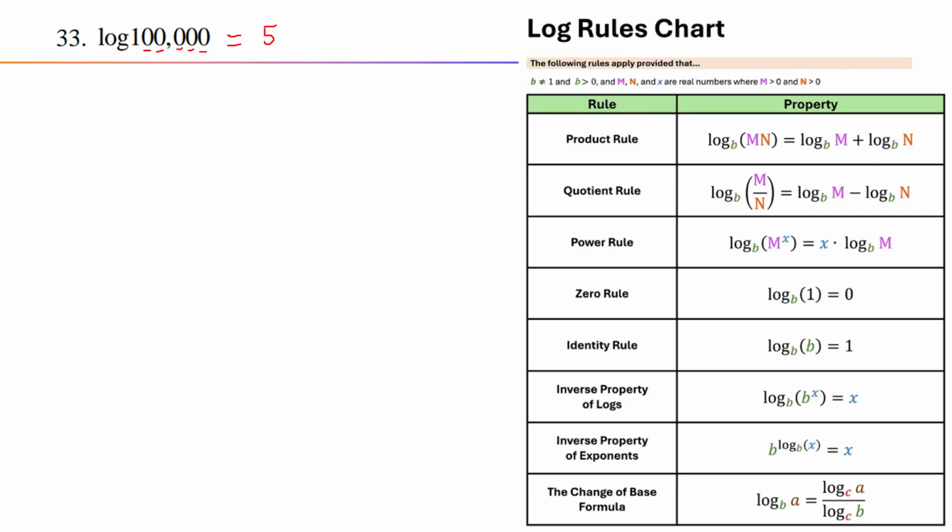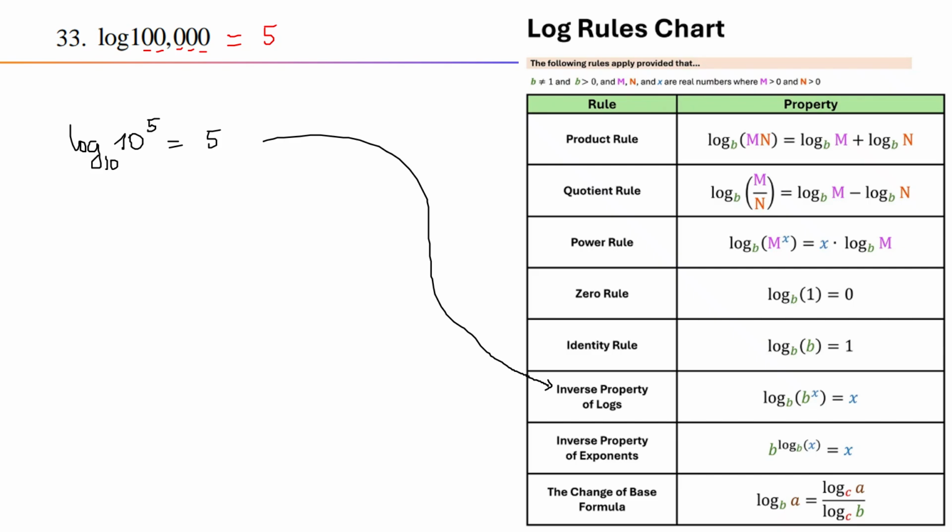Okay, so let's do it again. So we have log base 10. Remember, log means base 10. So 10 to the power of 5. Now this is base 10, so it's equal to 5 based on the inverse property of log.